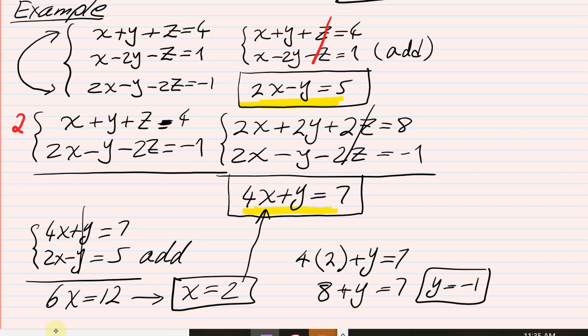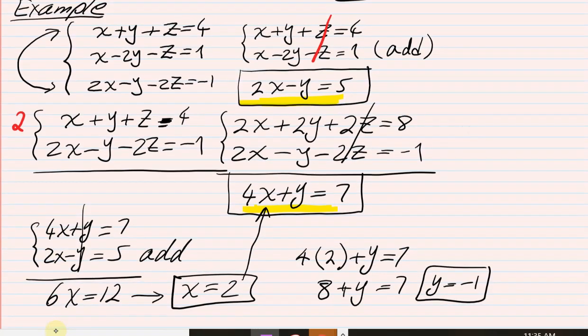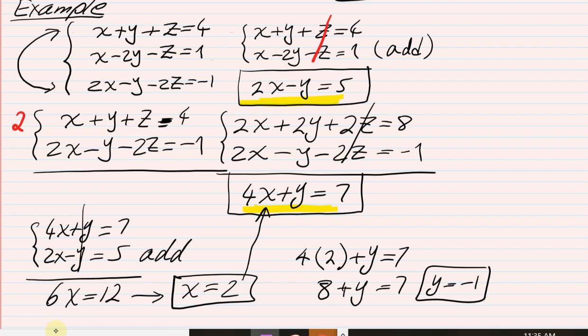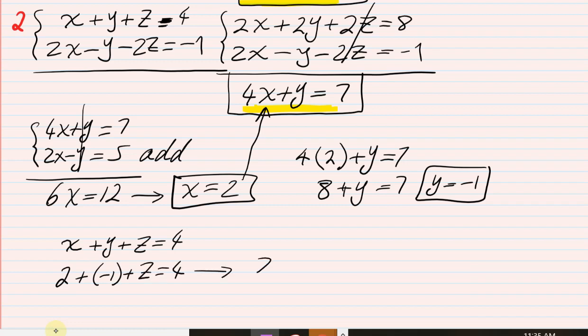So we found the solution to x and y. All we need is a solution to z, right? I'm going to go to the first equation. Again, you can go to any one of these, all three of them, and solve for z. But the easiest one, I think, is the first one, isn't it? So let's go, x + y + z adds to 4. First equation, x + y + z = 4. x is 2, y is -1, plus z is 4. And that means 2 minus 1 is 1, so 1 + z = 4. Subtract 1 from both sides, we get z = 3.